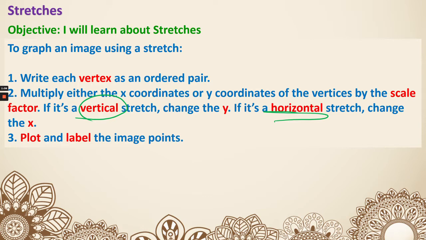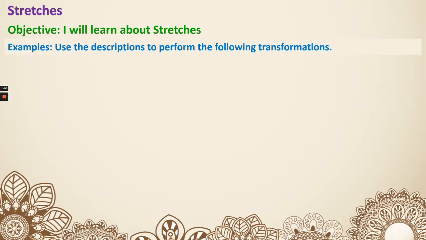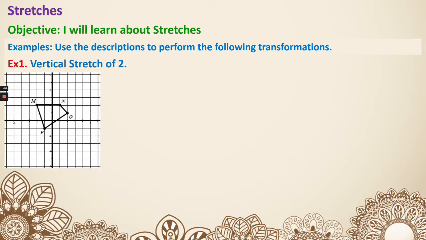Now let's have a look at a few examples. Example 1. Vertical stretch of 2. Let's write down the original points first. We have M, that is -2, 2. We have N, that is 1, 2. We have O, that is 2, 1. And we have P, which is -1, -1.